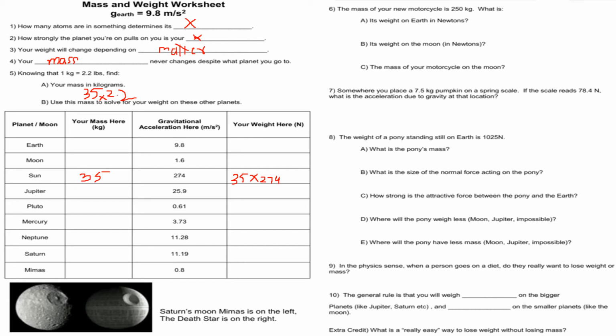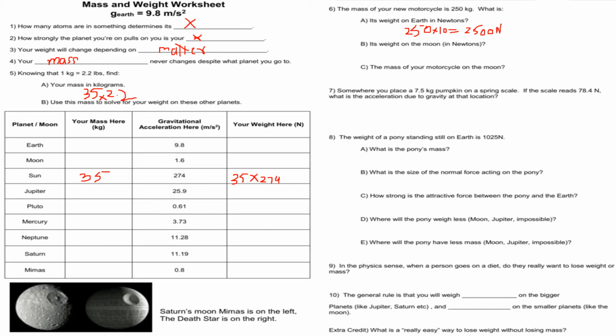Here, the mass of your new motorcycle is 250 kilogram. What is its weight on the earth in Newton? It's 250 kilogram, so 250 multiplied by 10 becomes 2500 Newton, right?